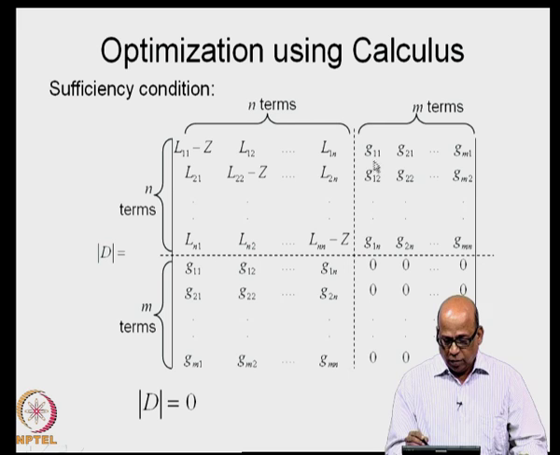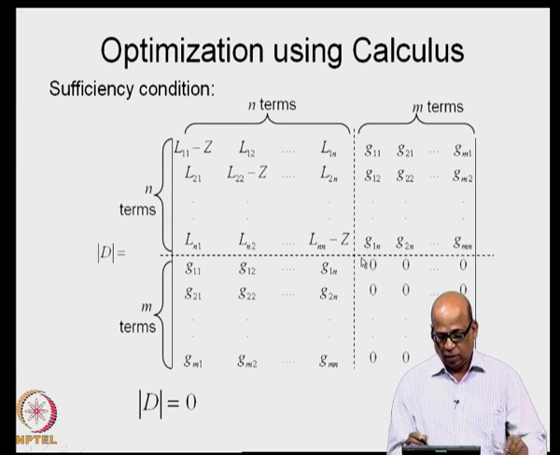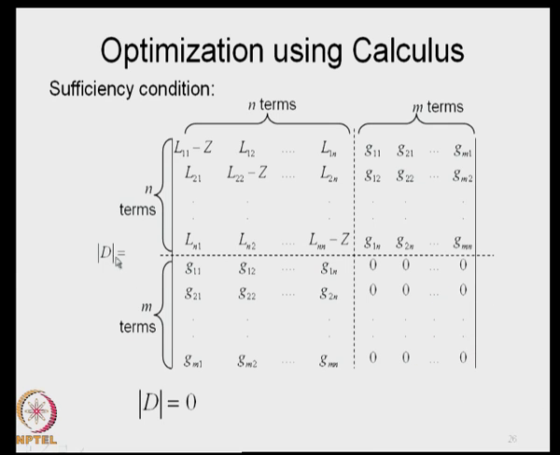Now, you come here, you write m terms G11, G21, Gm1, G12, G22, Gm2. Similarly, L11 minus Z, L12 minus Z, etcetera, and transpose this and put it in terms of G11, G12, etcetera, G1n. And the remaining m by m terms, you put it as 0. So, this determinant D, you set it to 0, you get a polynomial in Z.